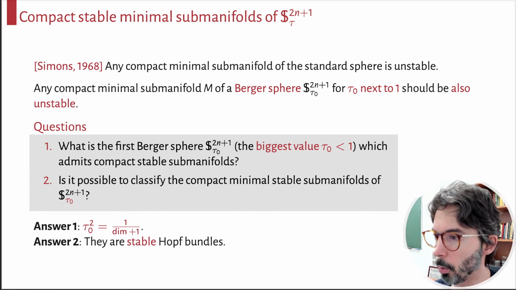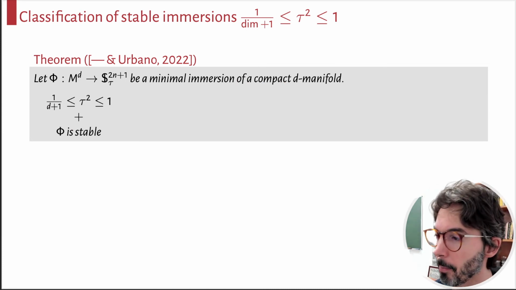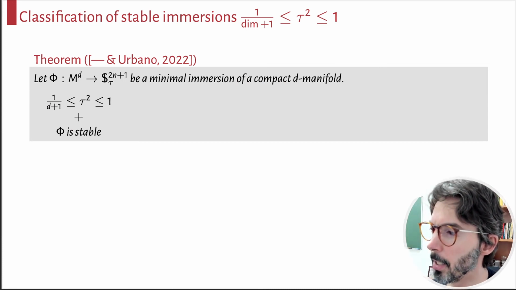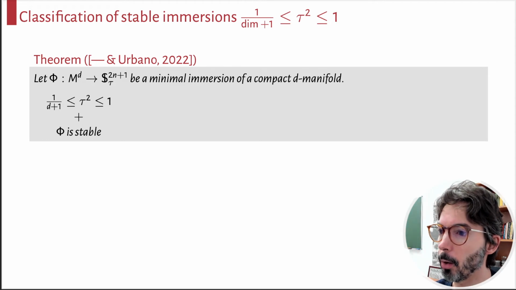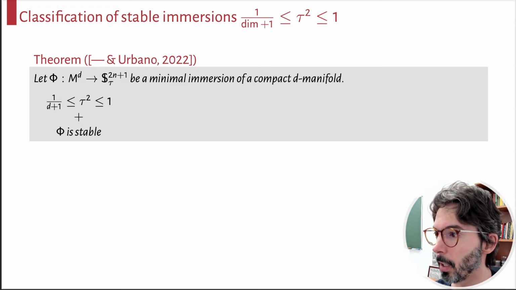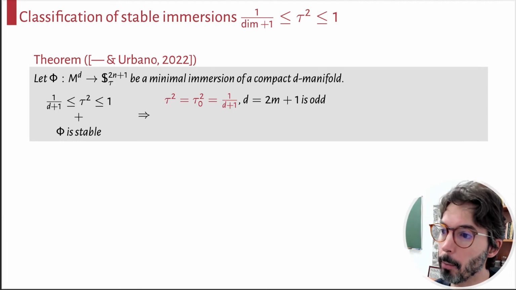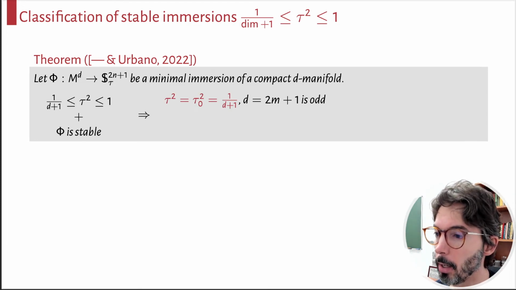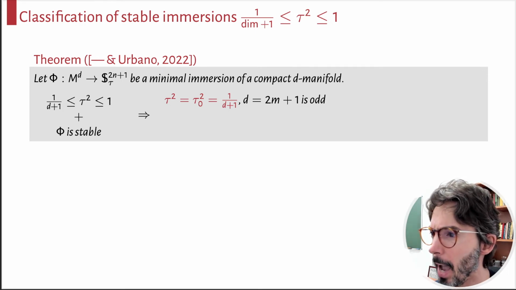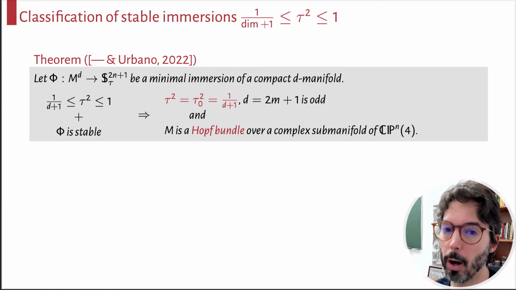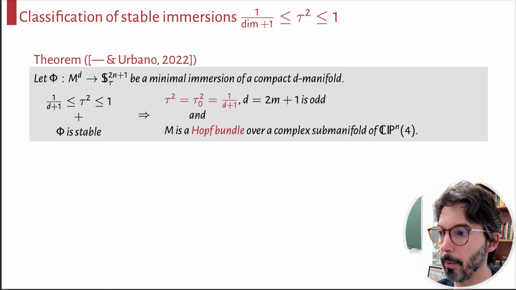Okay, so the first question is answered by the following theorem, which says that if we consider a minimal immersion phi of a compact manifold, and we assume that tau squared is bigger than or equal to 1 over dimension plus 1 and less than or equal to 1, and our immersion is stable, then tau squared must be this special value, the dimension of the manifold must be odd, and phi is actually a Hopf bundle over a complex submanifold of CPm.